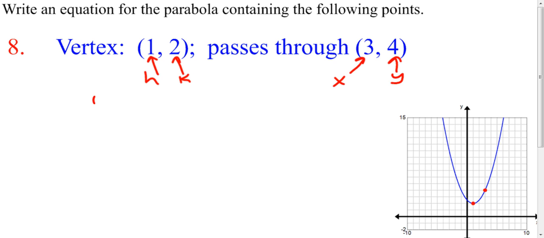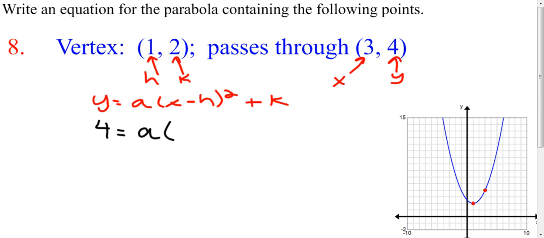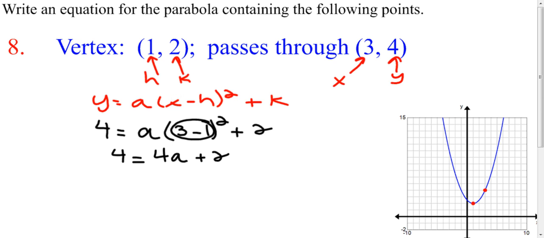So if we plug things into this basic formula that we continue to use in vertex form, this is what it would look like. y is 4, a I don't know, x is 3, h is 1, and k is 2. So I have 4 equals a times (3 minus 1), which is 2, squared is 4. So really I have 4a plus 2. If I subtract 2, I have 2 equals 4a. Divide by 4, and a is 1/2.